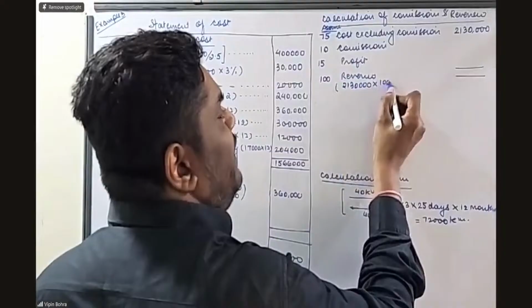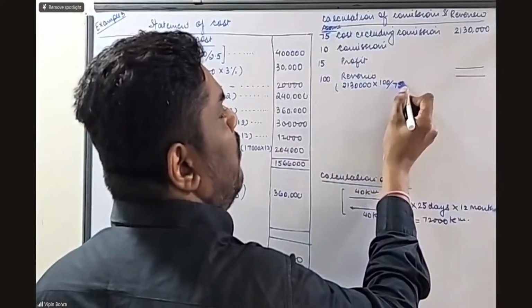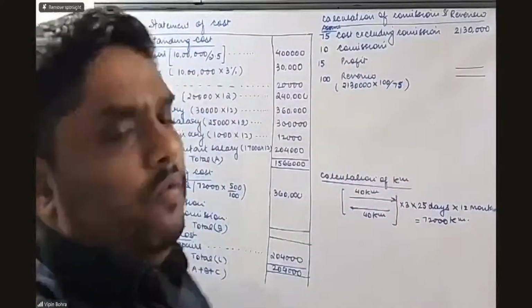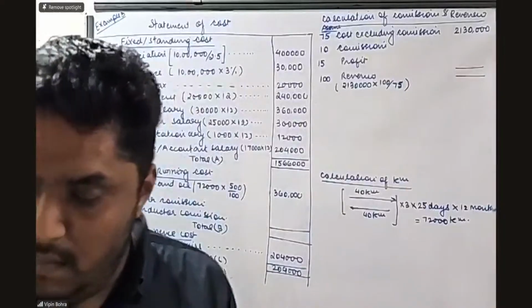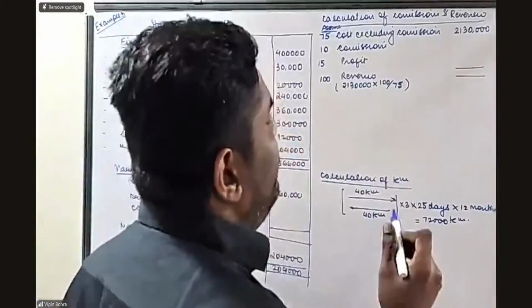We have to calculate the revenue. So my total revenue will be how much? 28,40,000.